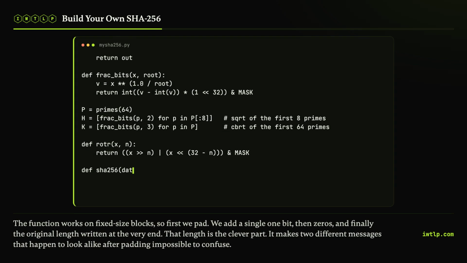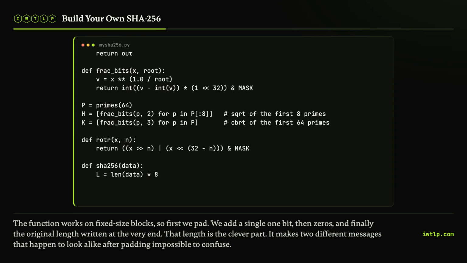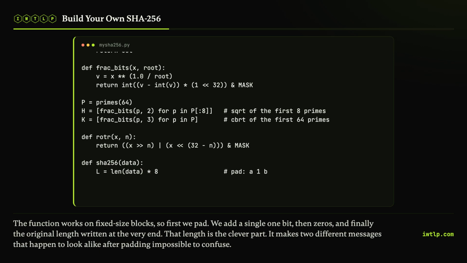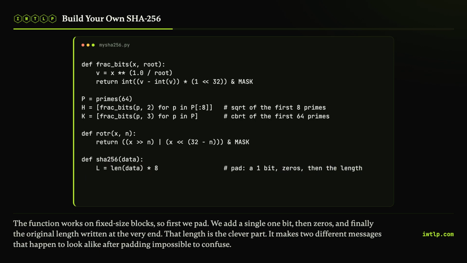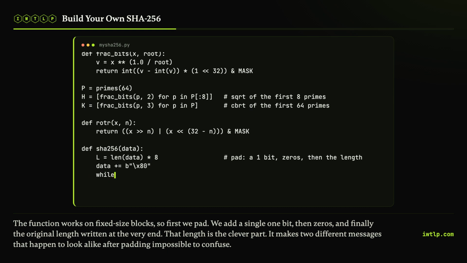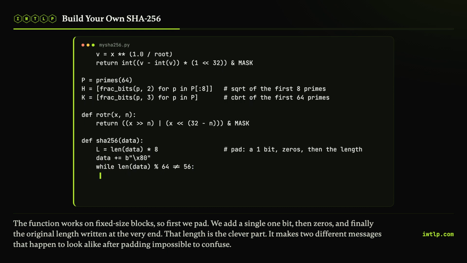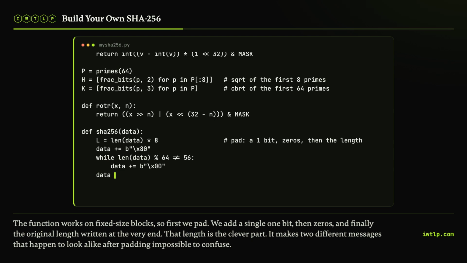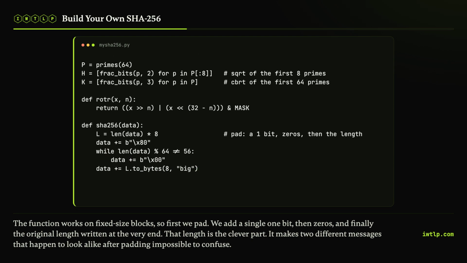The function works on fixed size blocks, so first we pad. We add a single 1 bit, then zeros, and finally the original length written at the very end. That length is the clever part. It makes two different messages that happen to look alike after padding impossible to confuse.